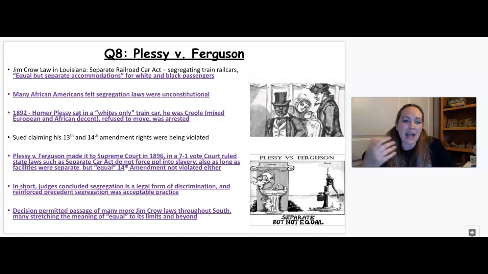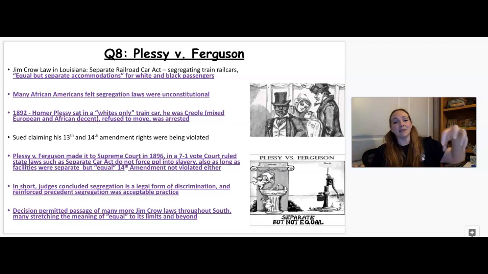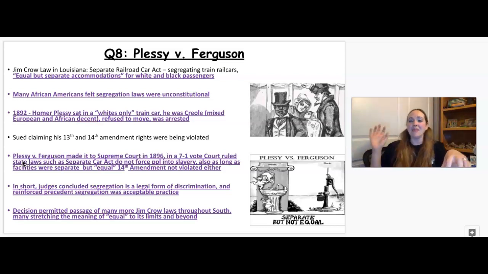Here's the thing, over time, separate but equal, they stretch the definition of equal past its limits, okay? So separate but equal does not mean that the white diners at this restaurant are going to get a 5-star meal with a decent price and be treated wonderfully, and that blacks, while having to sit in a separate area, will also get a 5-star meal at a reasonable price and get treated wonderfully. No, it stopped meaning that.